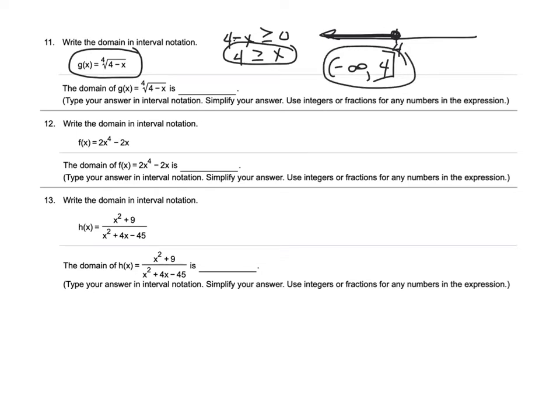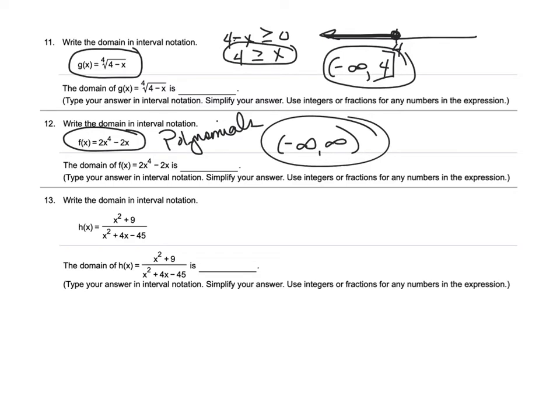Okay, number 12, the domain. Find the domain of this function. Well, this is just a polynomial. We like polynomials because they're just super easy. Basically, the domain is everything. Everything works. So we would write that negative infinity to positive infinity. You can plug any number into this function and get a defined number.